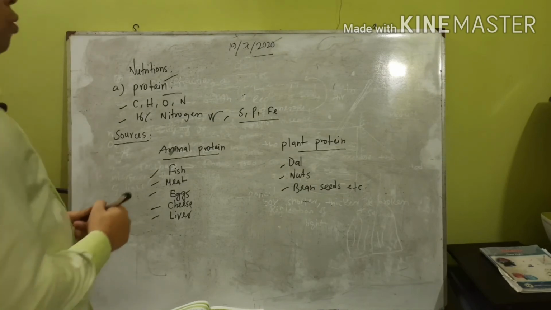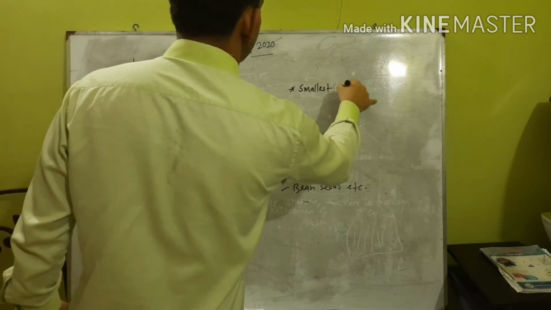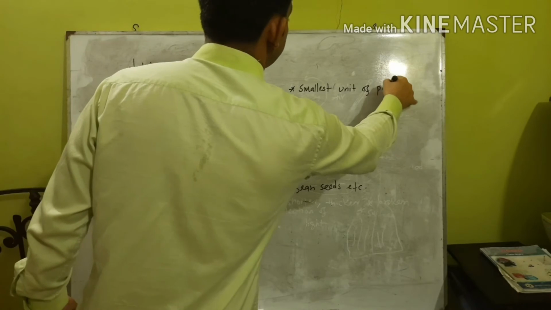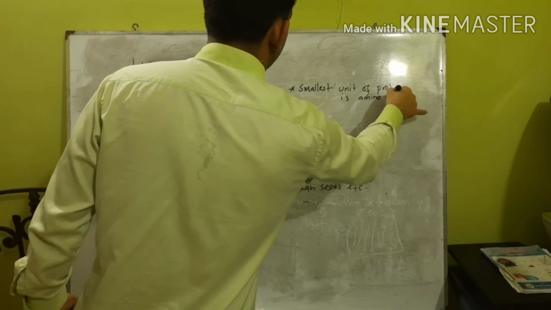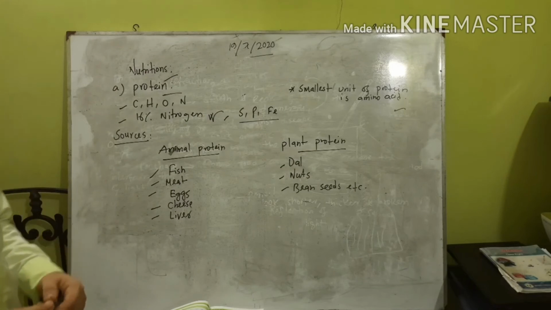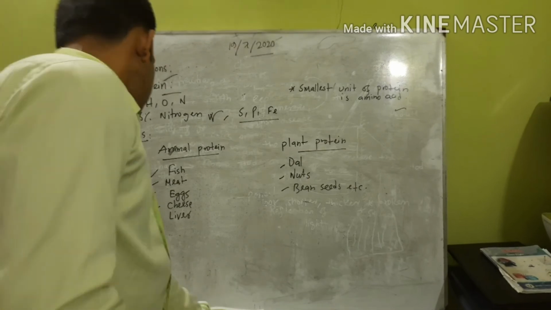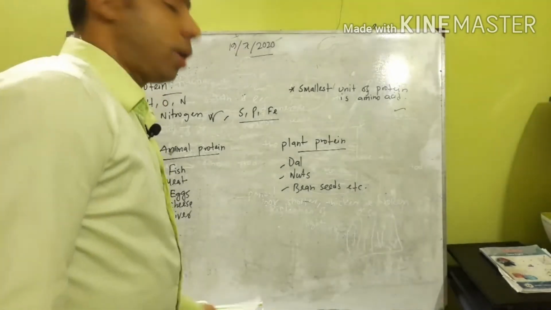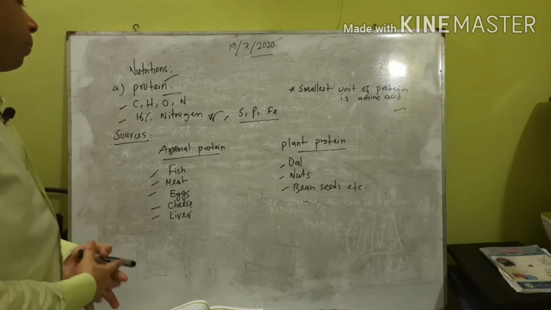And another thing I forgot to write there: the smallest unit of protein is amino acid. It is asked in SQ types of questions. So the smallest unit of the protein is amino acid. Don't forget to write it or understand it. This is a very important thing for understanding protein: which one is the smallest unit of the protein.